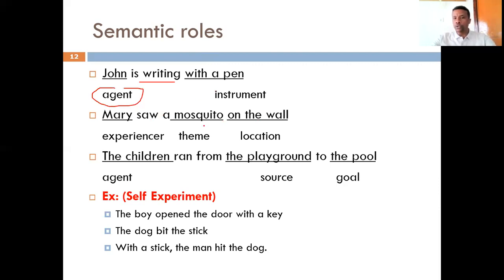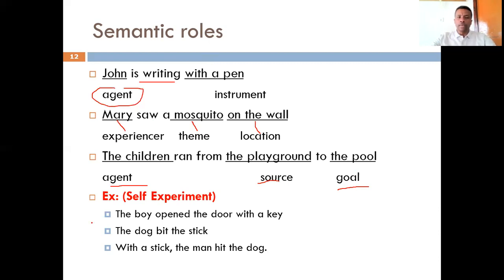Mary saw a mosquito on the wall. Mary is the experiencer, mosquito is the theme, and on the wall is a location where something is seen. The children ran from a playground to the pool. The children is the agent, the playground is a source, and the pool is the goal, because they are moving from one place to the other.